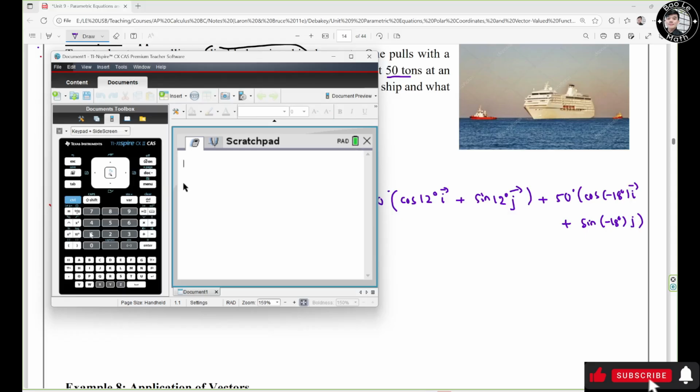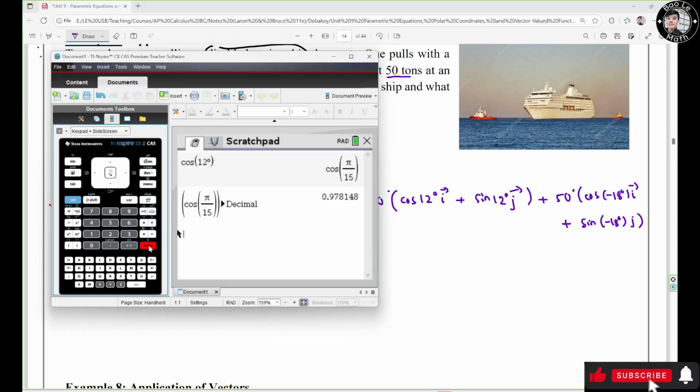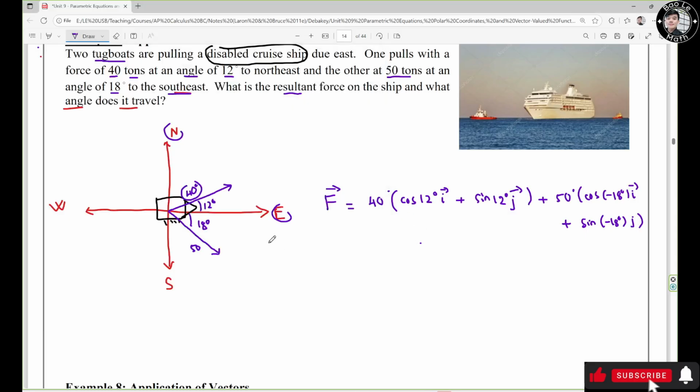So I'm going to press trig, cosine 12. Now I'm going to press pi right here. I just put degree right here, and that's in my answer. It's going to be cosine pi over 15. I'm going to convert this one to decimal. So I'm going to press menu, number, convert to decimal, press enter. The answer is 0.978, right?